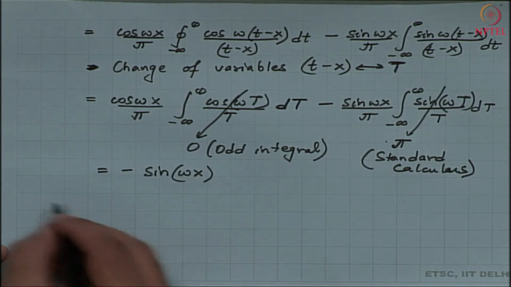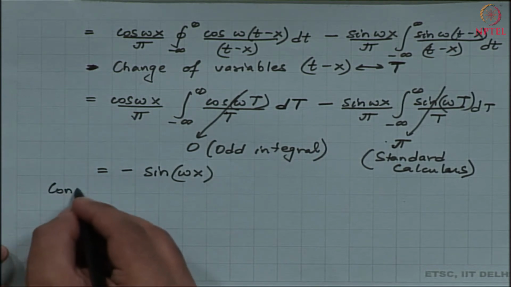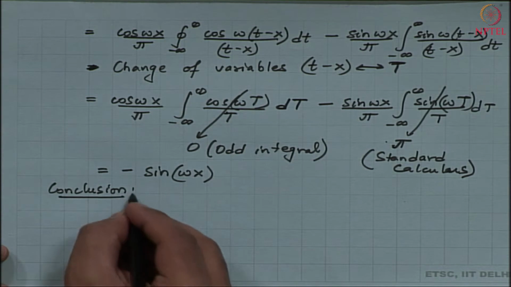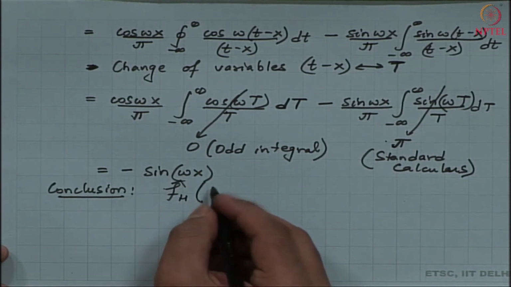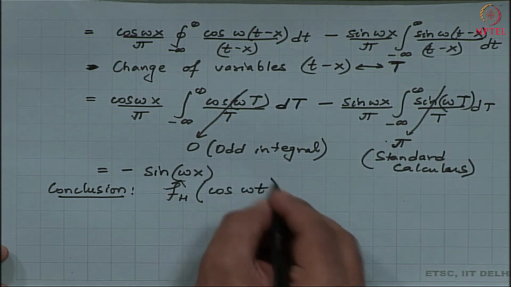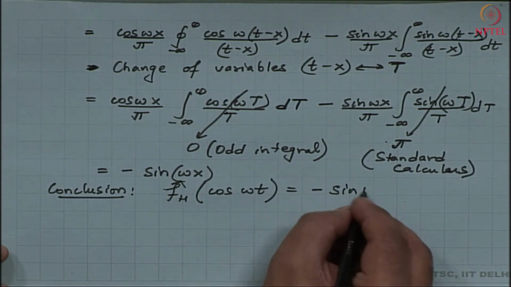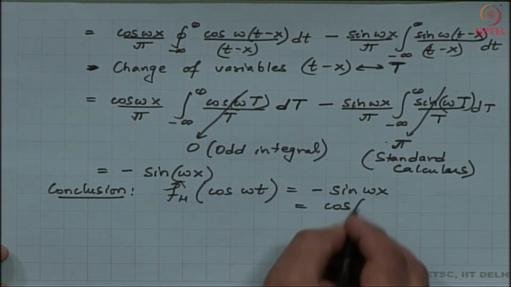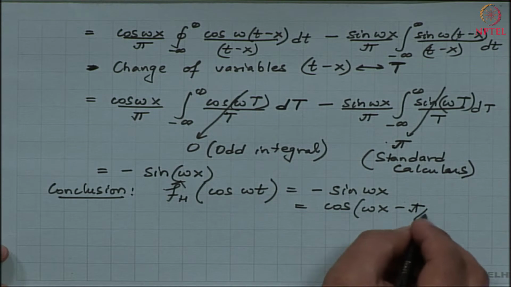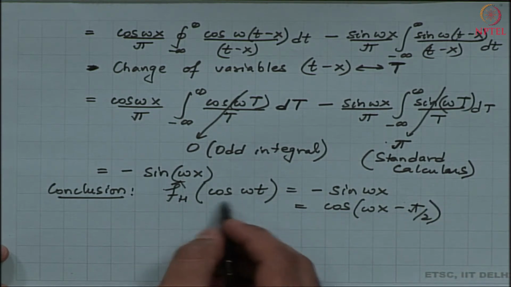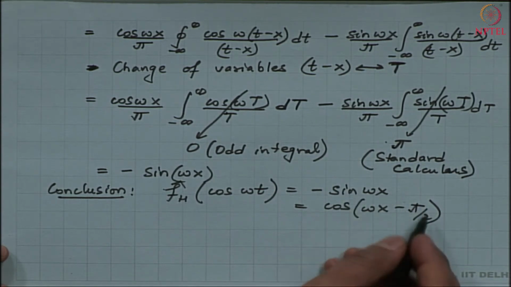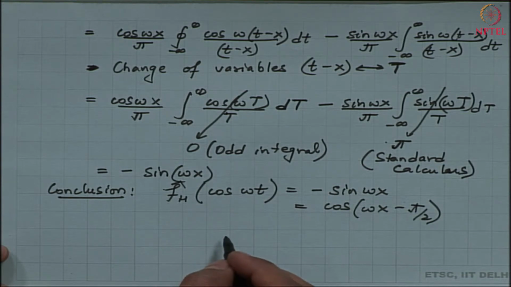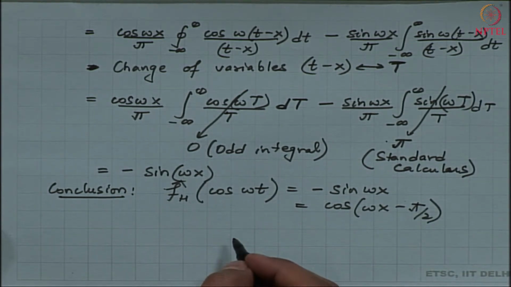So the conclusion of this example is that we began to find the Hilbert transform f hat h of cos omega t, and we saw that this is negative sin omega x, which is also equal to cos of (omega x minus pi by 2). What I want to highlight here is that the Hilbert transform does a phase shift of an angle of 90 degrees on the Fourier transform variable.